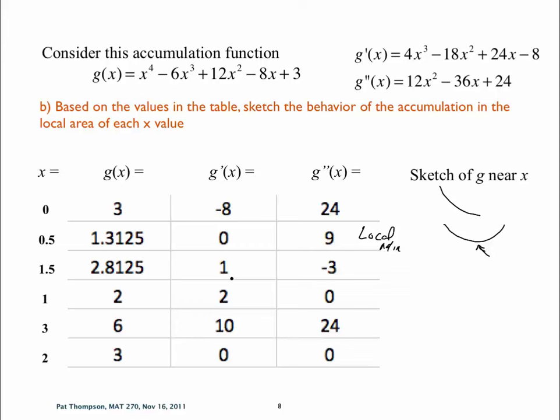Okay, this one. What's happening? The first derivative is positive, so g is increasing. The second derivative is negative, which means the rate of change is decreasing. So we have increasing, and the rate of change is decreasing. Draw it with your finger. Increasing, and the rate is decreasing. It looks like this.